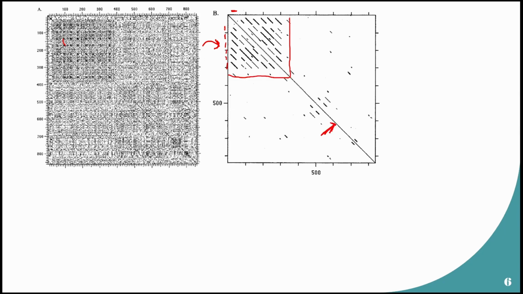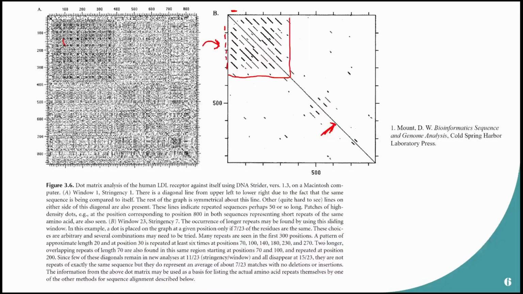So that means that there is a repeated pattern of subsequences occurring in this particular region. So it can be used to identify repeats in the sequence when you are comparing the same versus the same, right? If you look at the note for figure 3.6, it says that for figure A, of course, you had a window of 1, stringency of 1. So the original dot plot, nothing was changed.